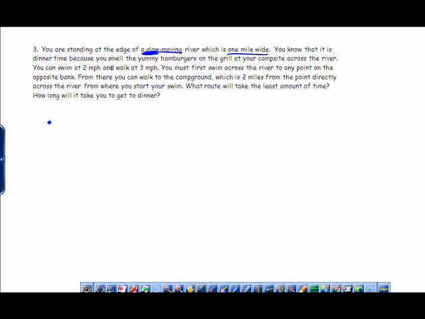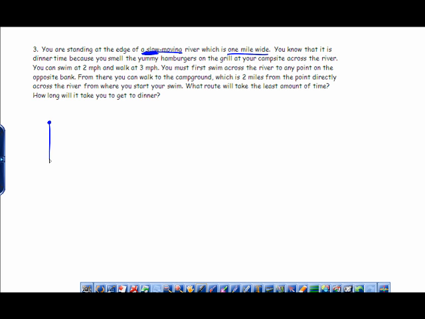You know that it's dinner time because you smell the yummy hamburgers on the grill at your campsite across the river. So you've got to cross this 1 mile wide river. It says you swim at 2 miles per hour and you walk at 3 miles per hour. That makes sense. You can walk faster than you can swim. And you must first swim across the river to any point on the opposite bank. From there you can walk to the campground.